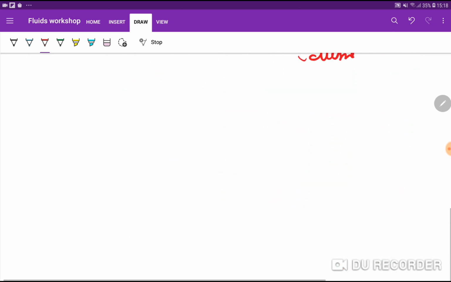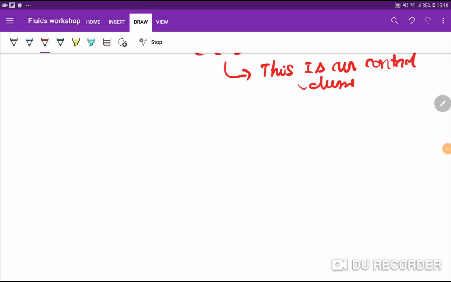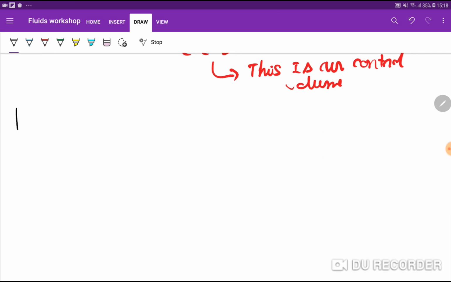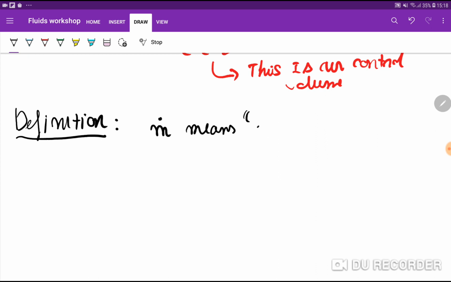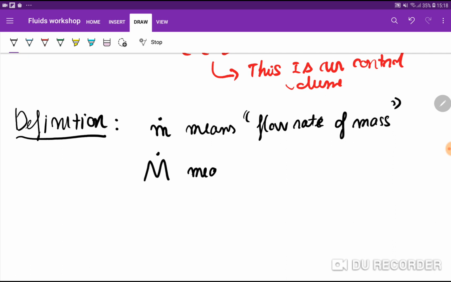So what's next? Let me give you all some definitions. Again, m dot means flow rate of mass. Capital M dot means flow rate of momentum.